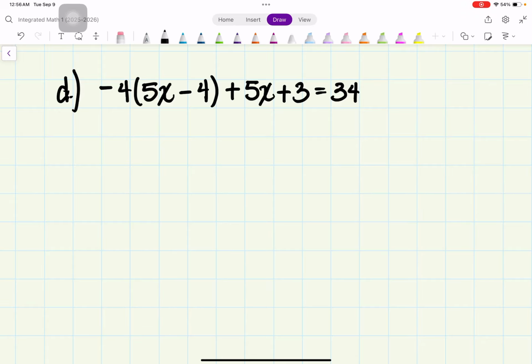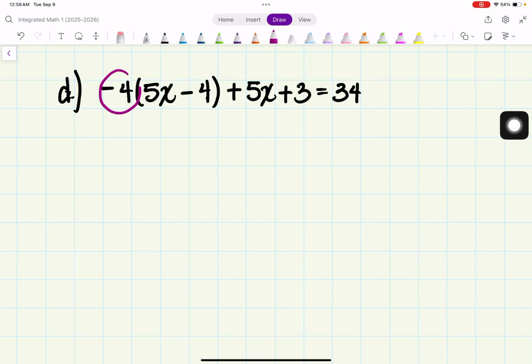All right, let's take a look at the other example. In this case, guys, we have negative 4 times the quantity 5x minus 4, plus 5x plus 3, is equal to 34. Same idea on this one here, guys, but we are going to be doing an extra step of combining like terms. So let's go ahead and start off.